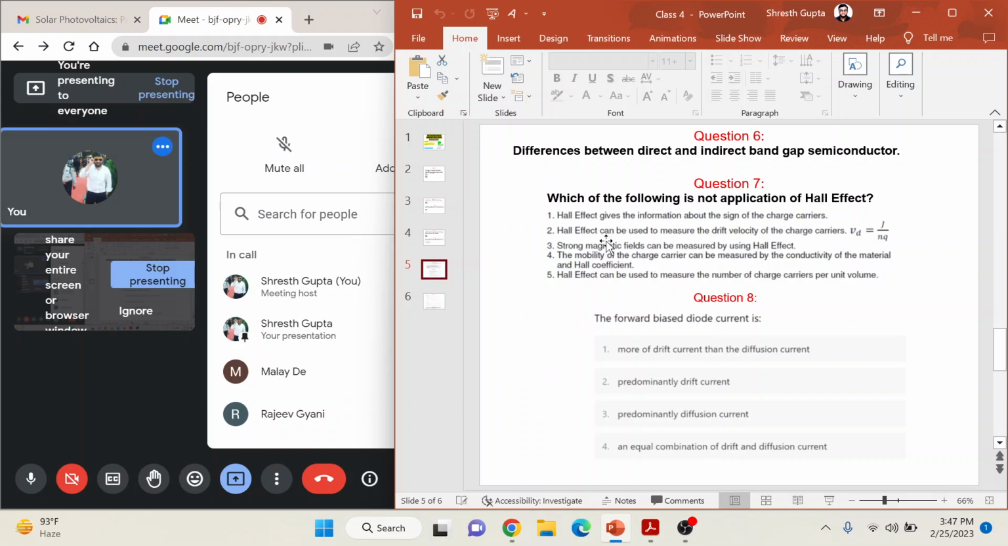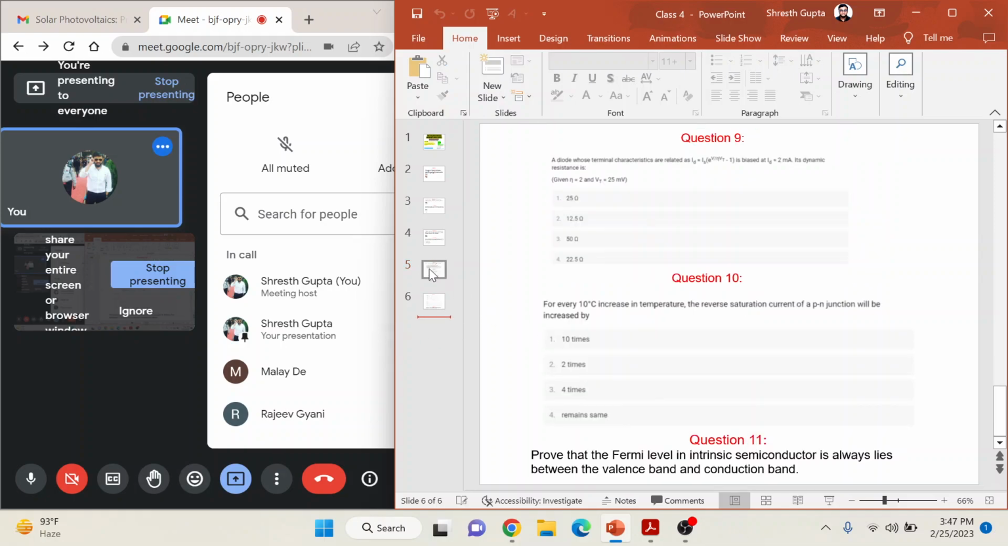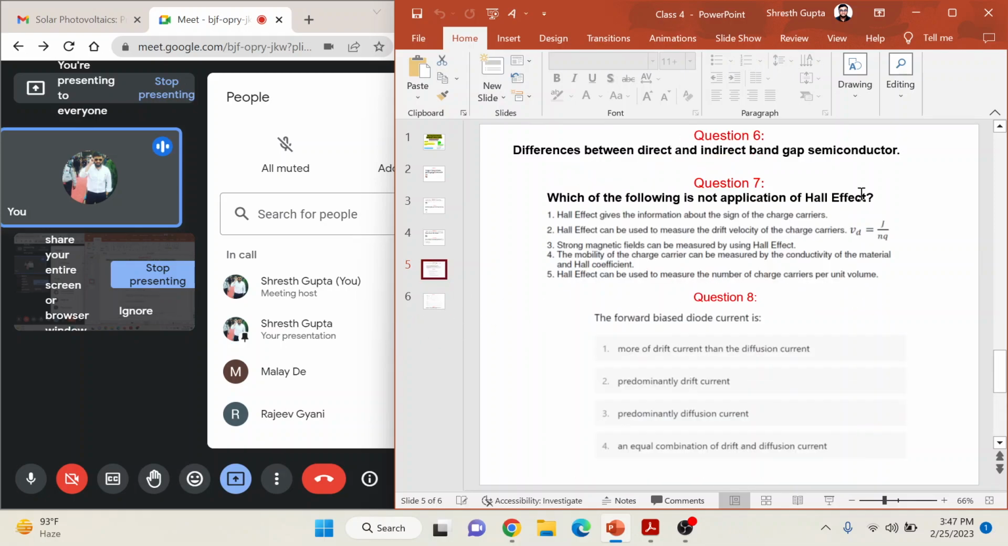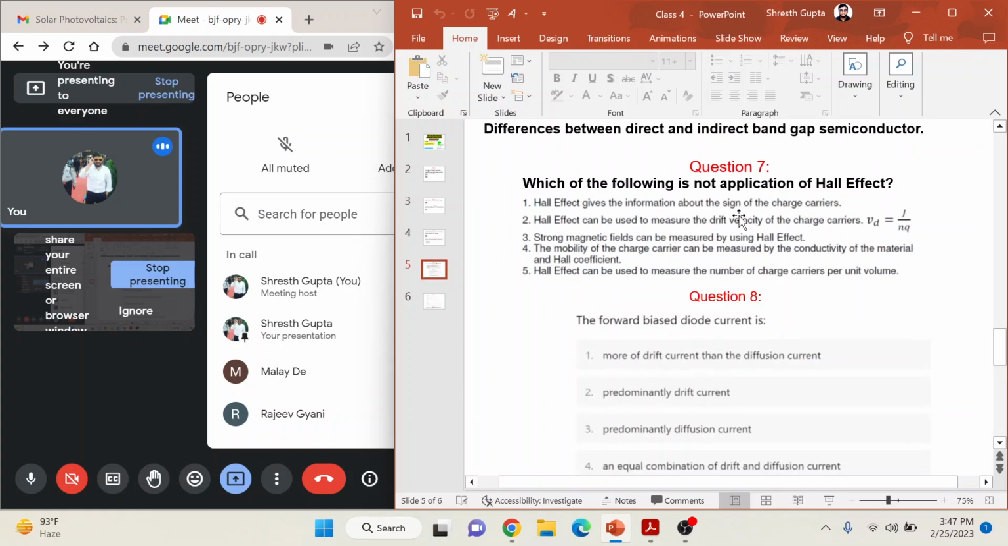This is also a theoretical question. It is saying which of the following is not applicable of Hall effect, right? The options are: Hall effect gives the information about the sign of the charge carriers. Hall effect can be used to measure the drift velocity of the charge carriers, where Vd is equal to J over Nq. Third is saying strong magnetic fields can be measured by using Hall effect.